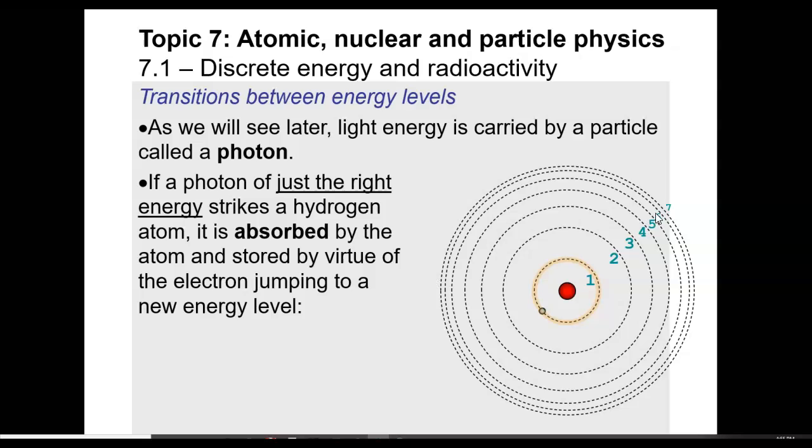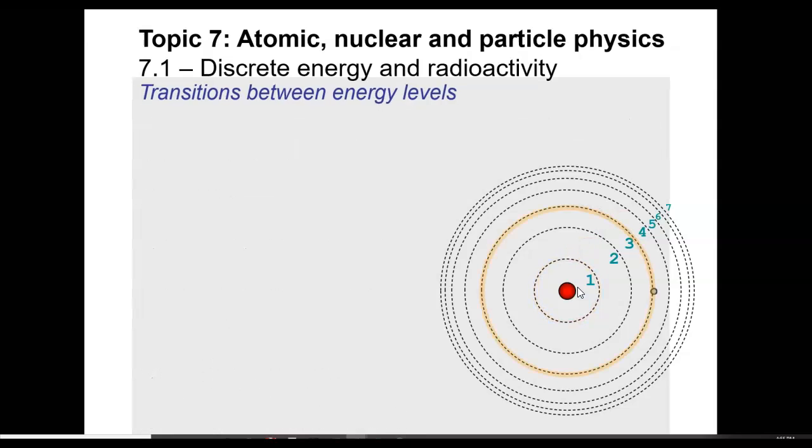Alright, most of this we've already talked about before. I just want you to be able to see the cool little animation that can maybe help you understand better than my words. Light energy is carried by a particle called a photon, that electromagnetic radiation that we talked about before. If the photon has just the right energy, it can be absorbed by, it says absorbed by the atom, but really it's absorbed by the electron, and stored by virtue of the electron jumping up to a new energy level. Okay, so there's the electron, photon comes in, zap, it can knock it up to a higher energy level.